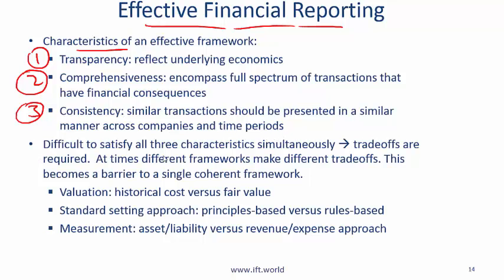The next point is that it is difficult to satisfy all these 3 characteristics simultaneously. Trade-offs are required. At times, different frameworks make different trade-offs. This becomes a barrier to a single coherent framework, which is something we'll talk about later.